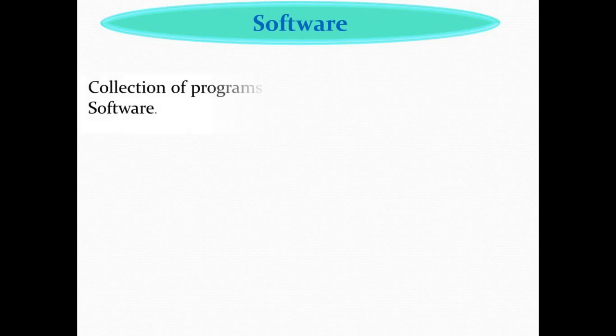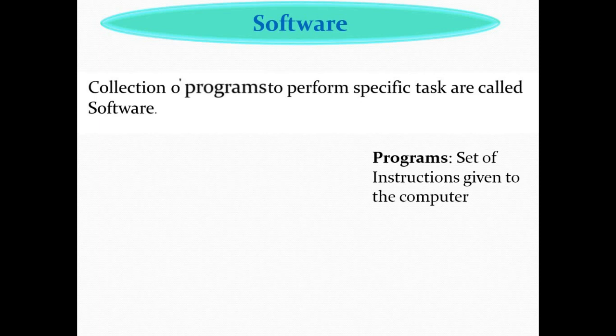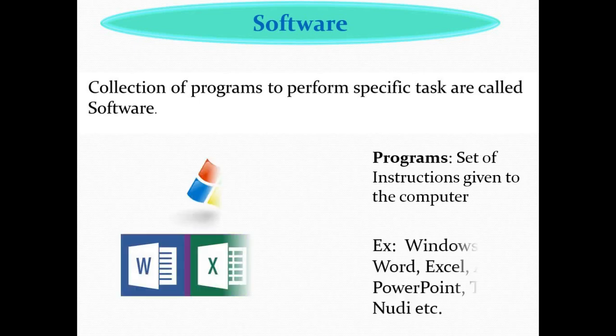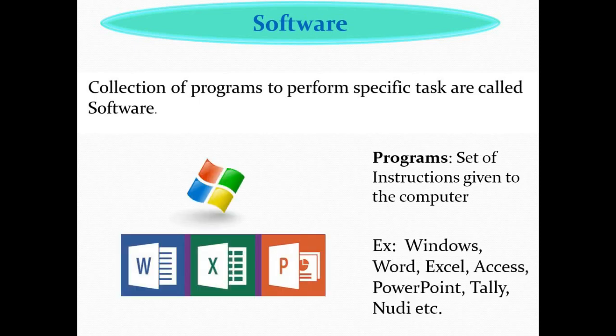software. What is software? The collection of programs to perform specific tasks are called as software. So what is a program? Program is nothing but a set of instructions which is being given to the computer in order to do any kind of task. For example, software includes Windows, Word, Excel, PowerPoint, Access, Tally. All these are examples of software.